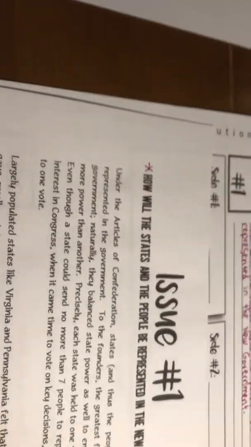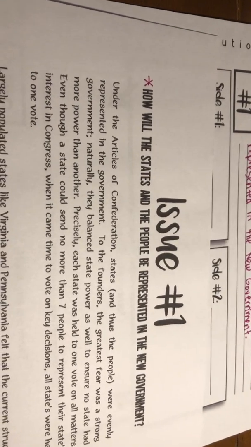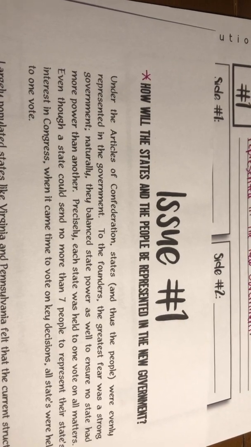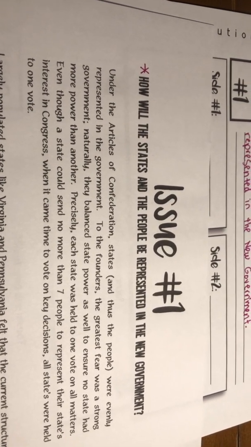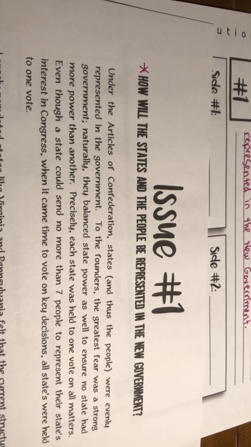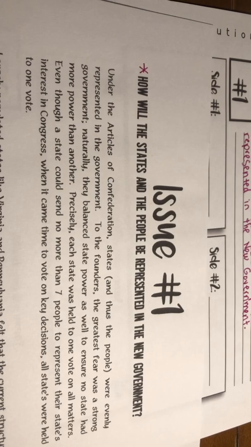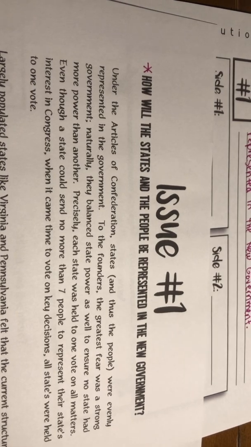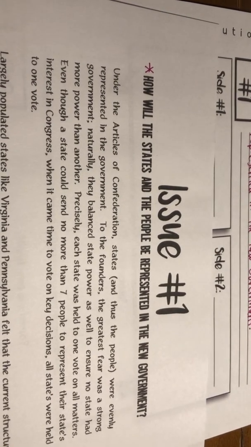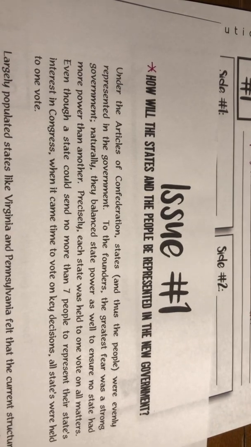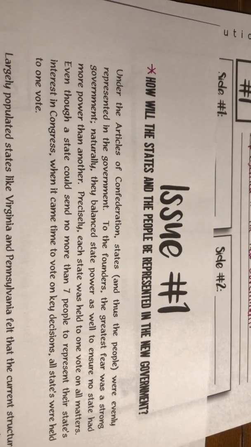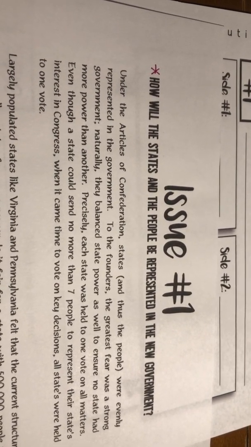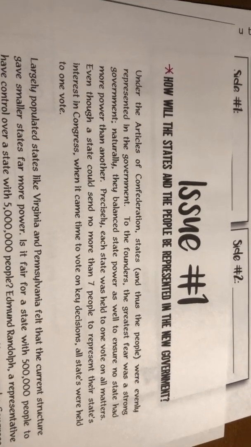I'm going to go a paragraph or 2 at a time, and we'll get our organizer filled out. So paragraph 1 really is just giving you some background. It says, under the Articles of Confederation, states, and thus the people, were evenly represented in the government. To the founders, the greatest fear was a strong government. Naturally, they balanced state power as well to ensure no state had more power than another. Precisely, each state was held to one vote on all matters. Even though a state could send no more than 7 people to represent their state's interests in Congress, when it came time to vote on key issues, all states were held to one vote. So before the Constitution, every state got one vote.